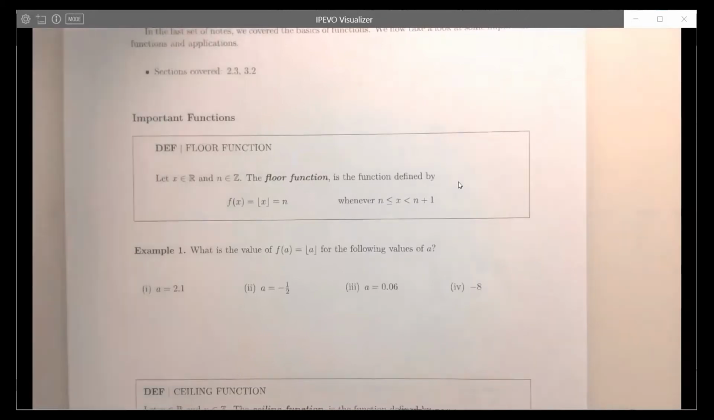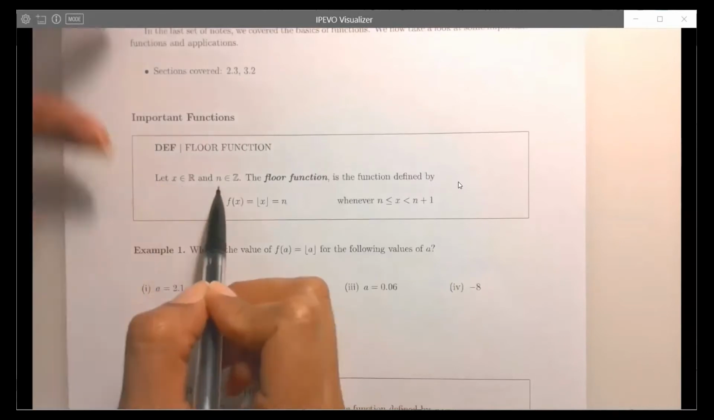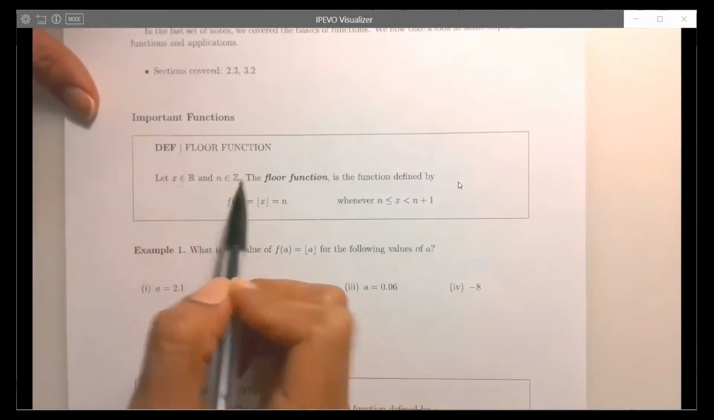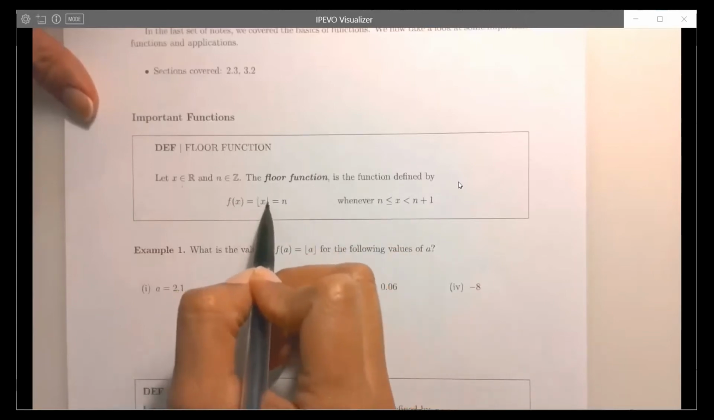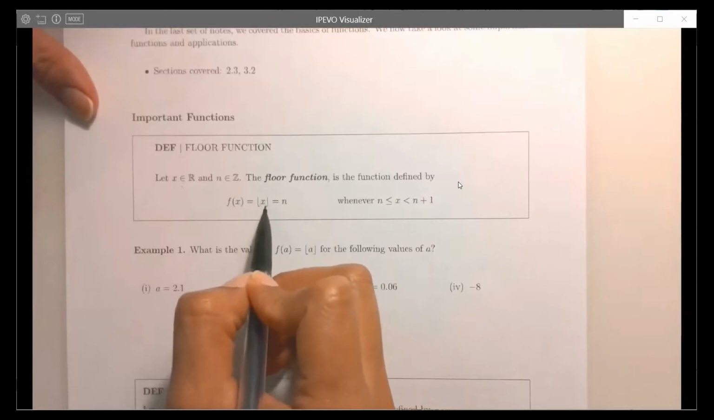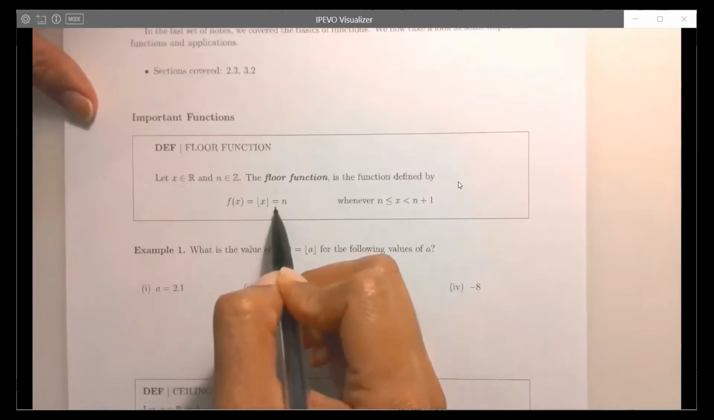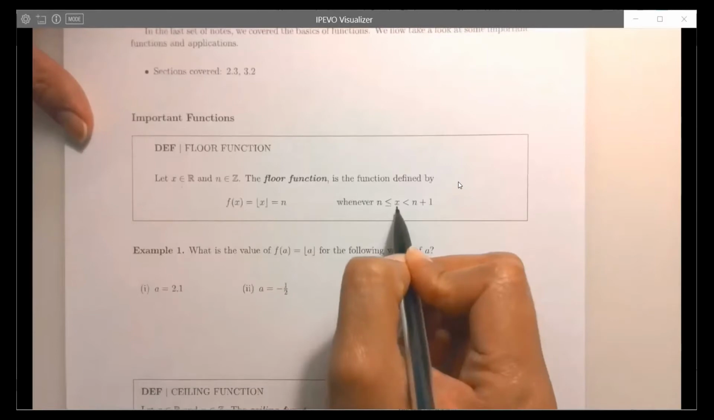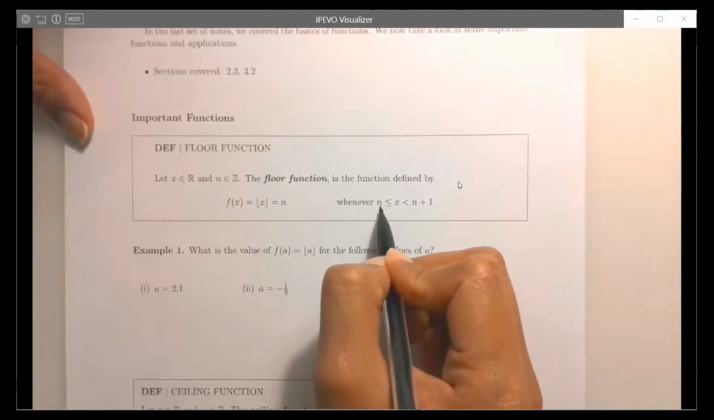function. And perhaps you've already worked with this in the past for some of your other classes, but it's basically defined as follows. We're going to take elements x from the set of real numbers and elements n from the set of integers. And then the floor function is denoted with these kind of incomplete brackets. So that's read as the floor of x is equal to the integer n, where x is bounded above by n plus 1 and bounded below by n, with the possibility that x might actually be the integer n.